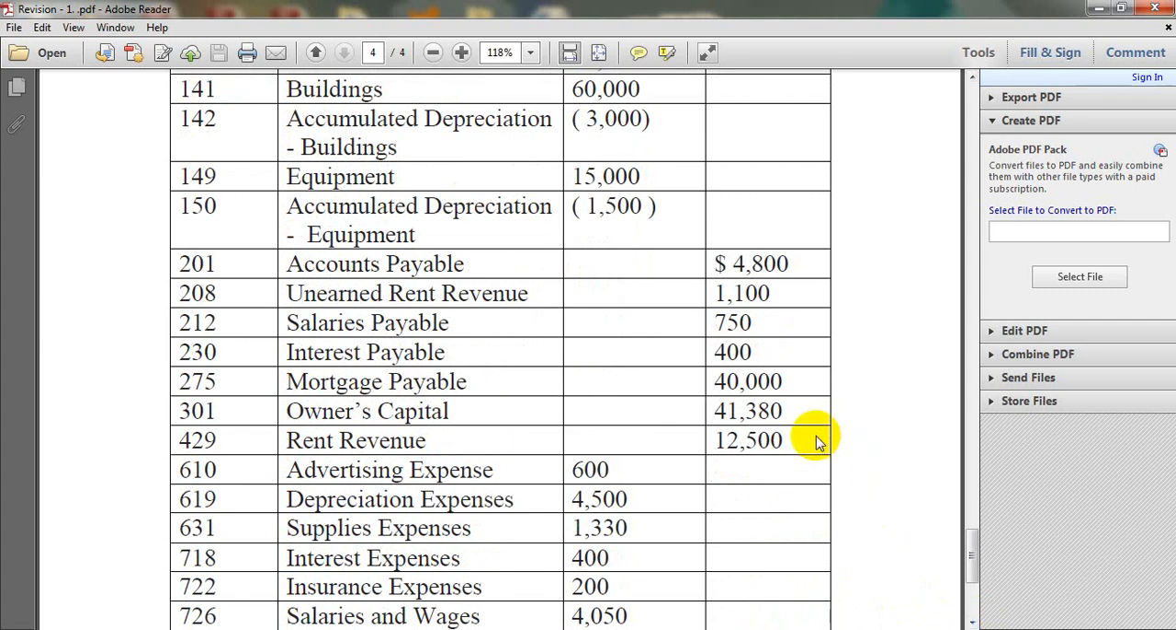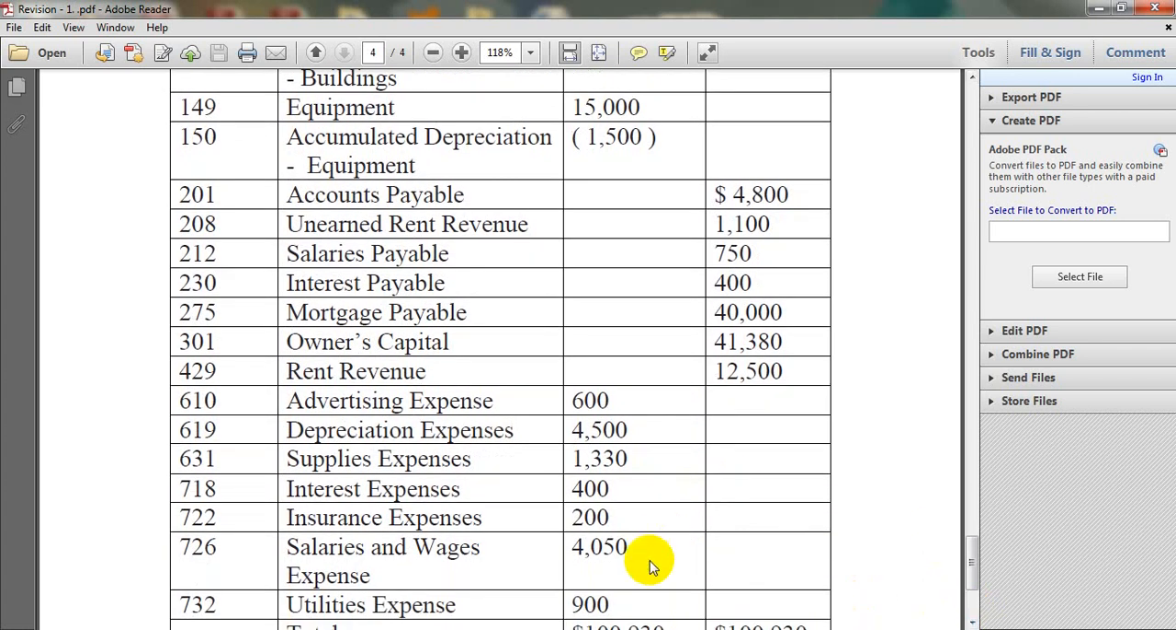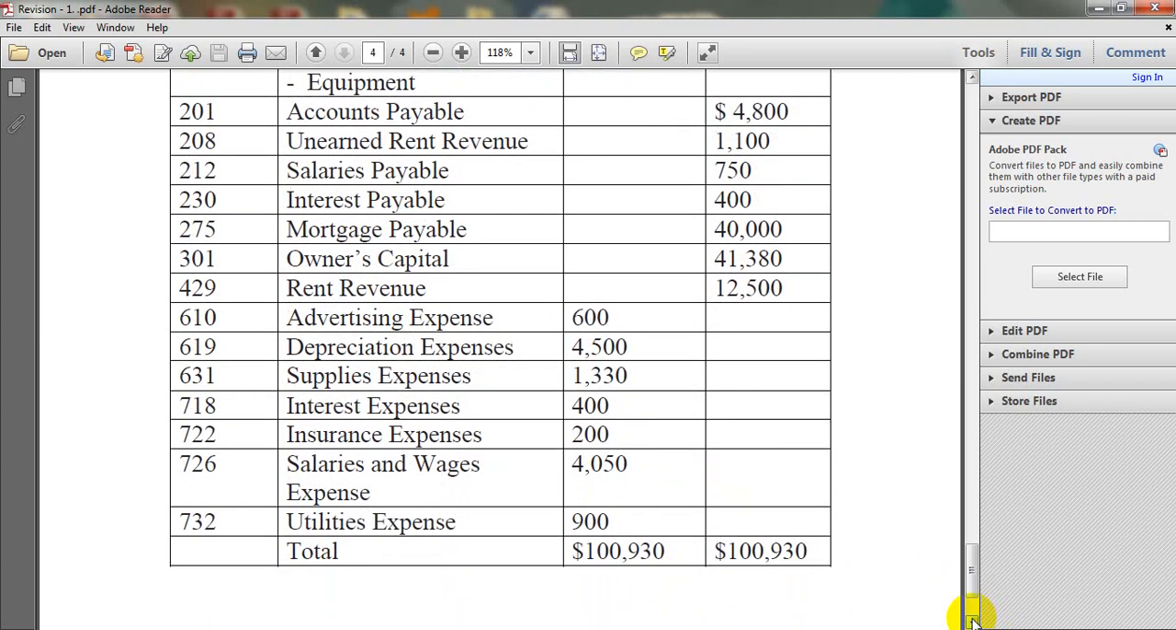rent revenue for 12,500, depreciation expense 4,500, interest expense 400, insurance expense 200, salaries and wages for the amount 4,050, and the total will become 100,830.